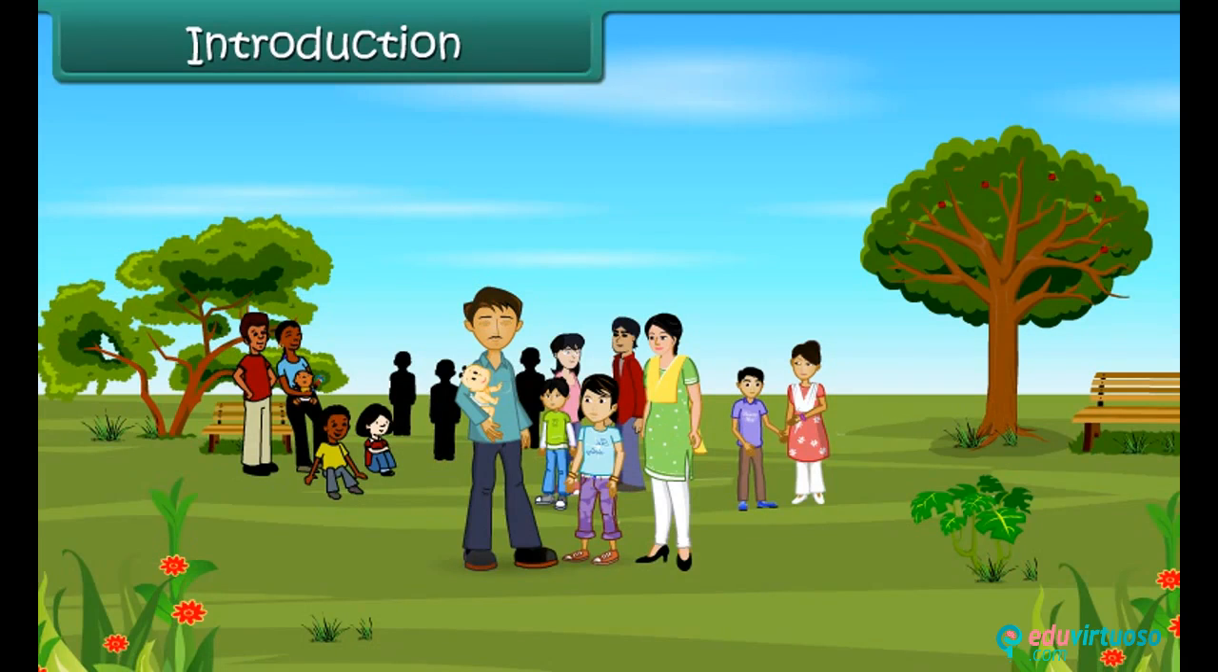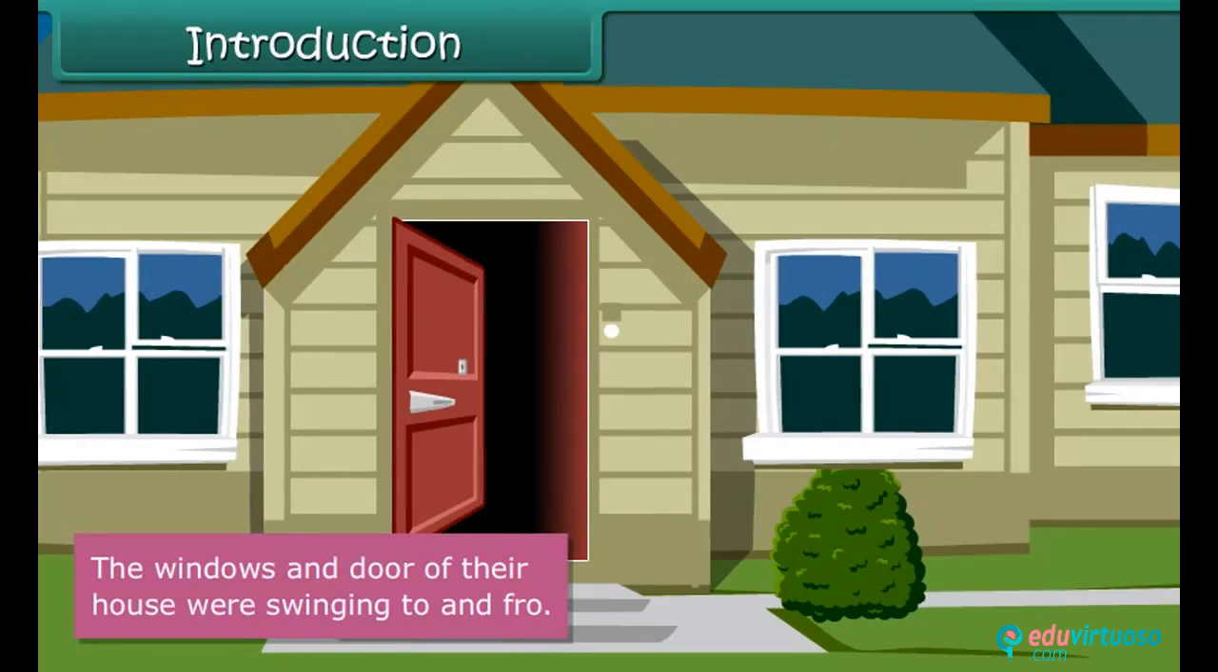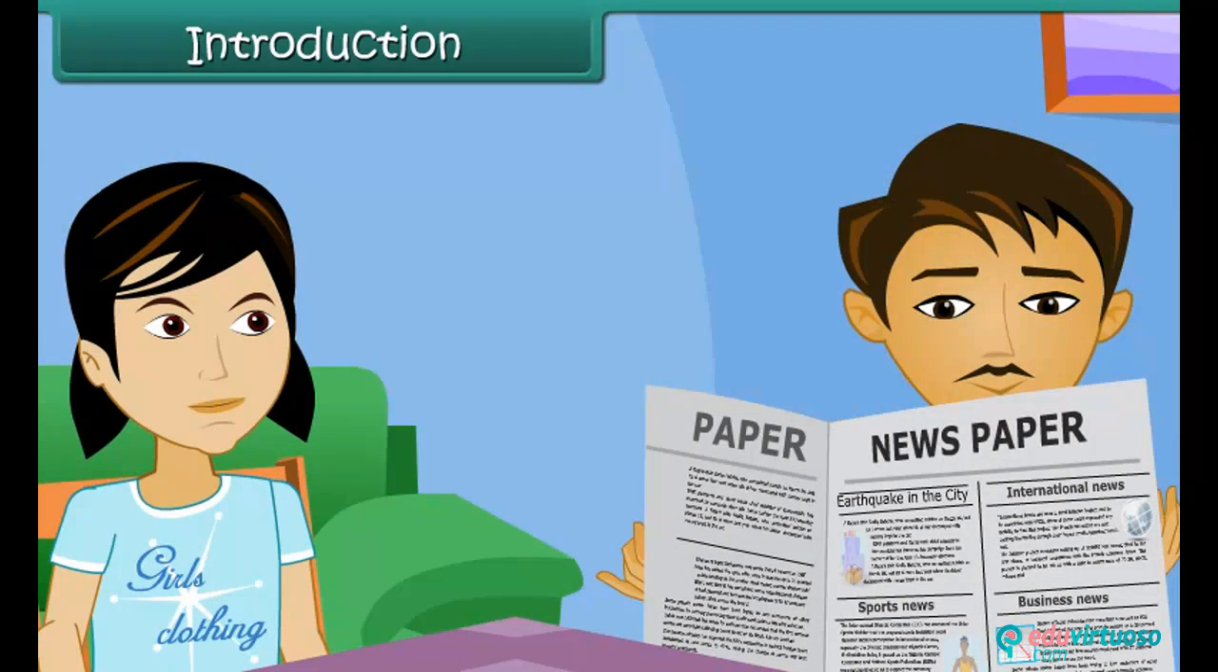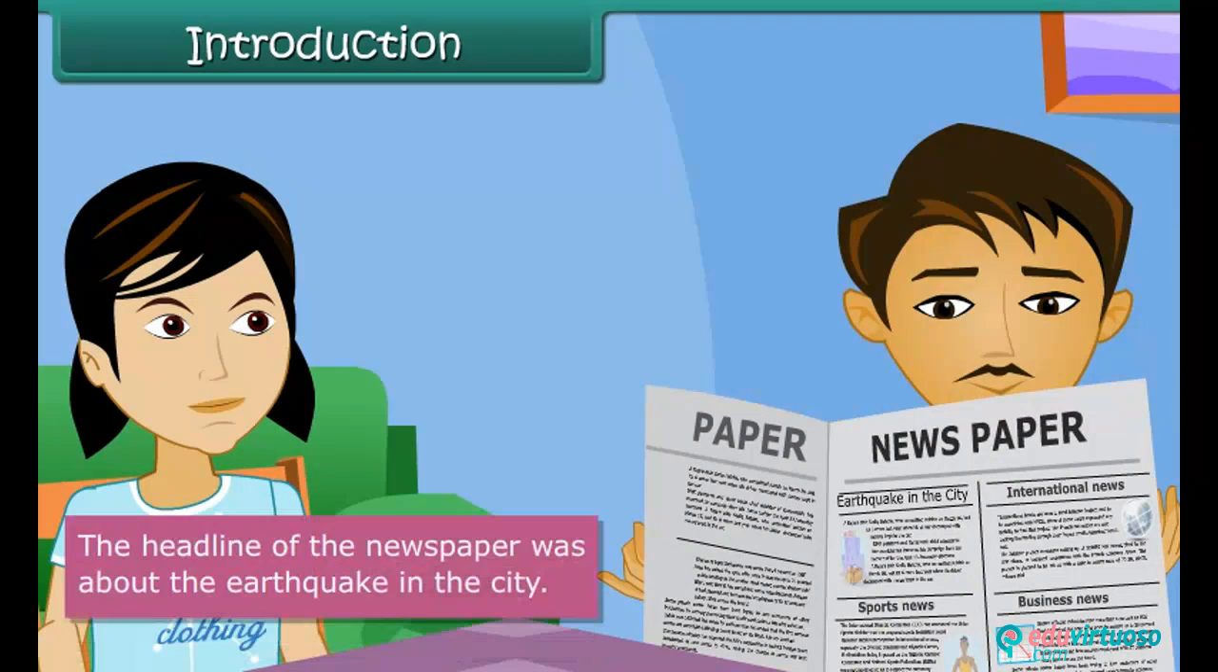While standing outside, they saw the windows and doors of their house were swinging to and fro. Meena's mother told her that it was an earthquake. That night, all of them sat in the park. Next morning, her father brought the newspaper. The headline of the newspaper was about the earthquake in the city.